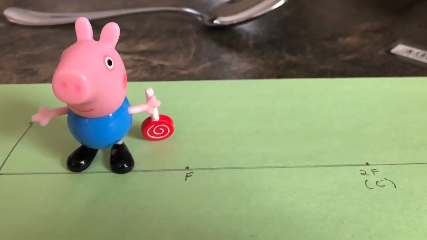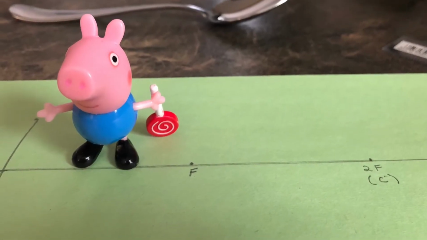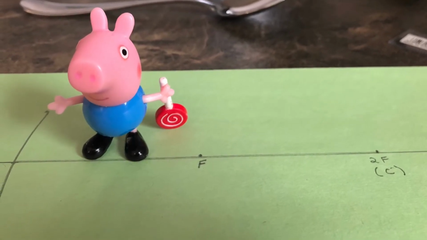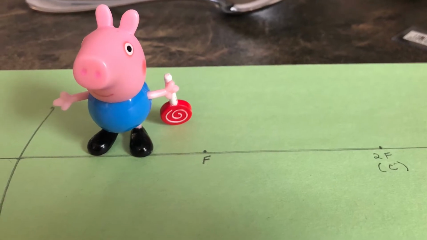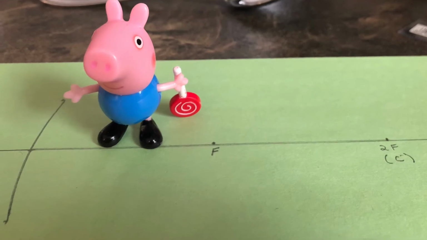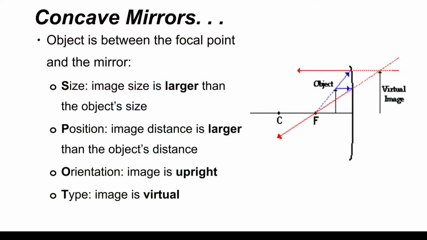The concave mirror is surely more complex than the convex because you have 3 different possibilities. In this first possibility, we have an object, George, that is between the focal point and the mirror surface. Let's see what happens. When an object is between the focal point and the concave mirror surface, you will see an image that's larger than the object, an image distance that's further from the mirror itself than the object. The image will be upright and it will be virtual, meaning it's going to appear to come from inside the mirror itself.